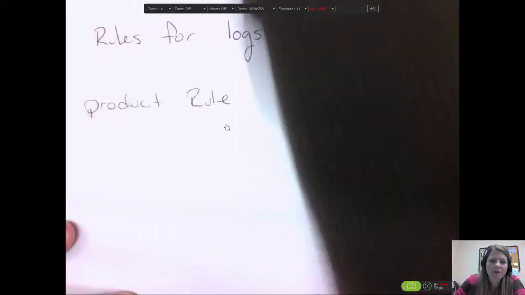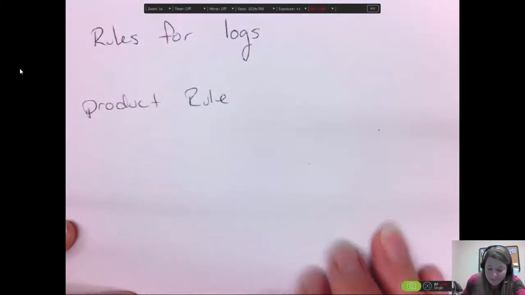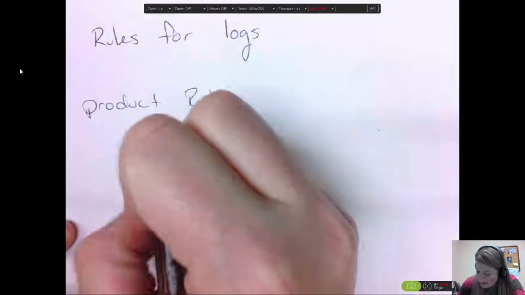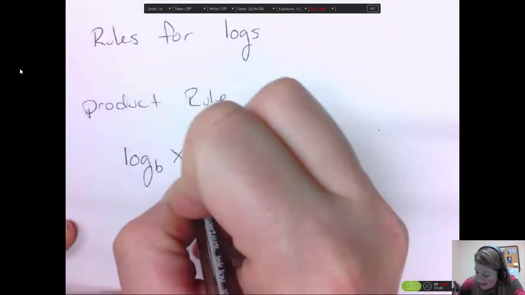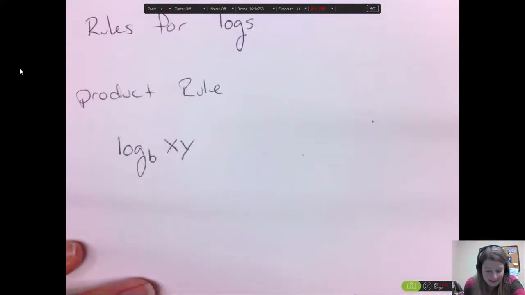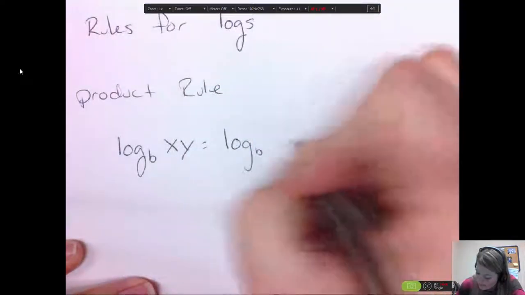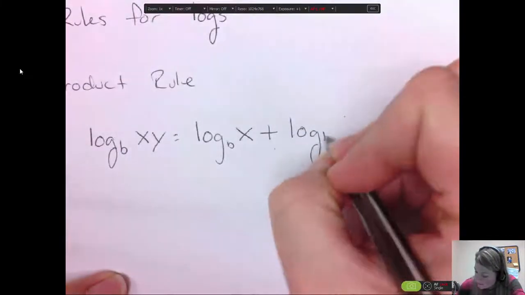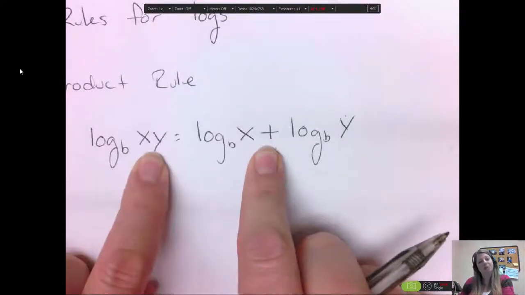Okay, so the product rule tells us that if you have the log of, let's say, base b, it doesn't really matter what the base is, of something times something, so maybe x times y, or xy, right? That means times. That is the same thing as saying log base b of x plus log base b of y. So addition and multiplication go together.